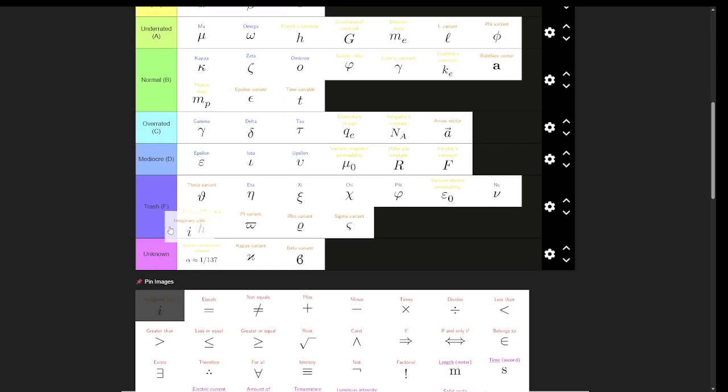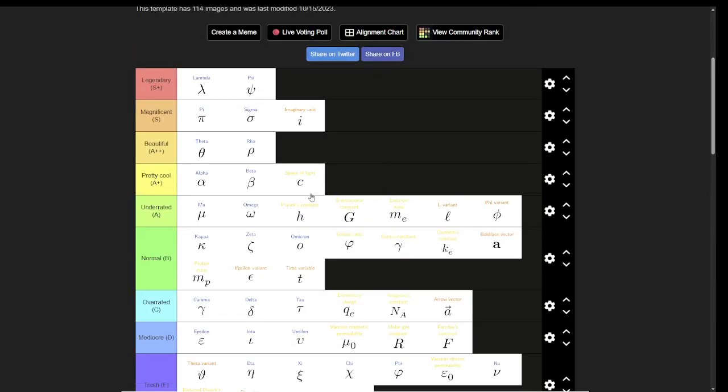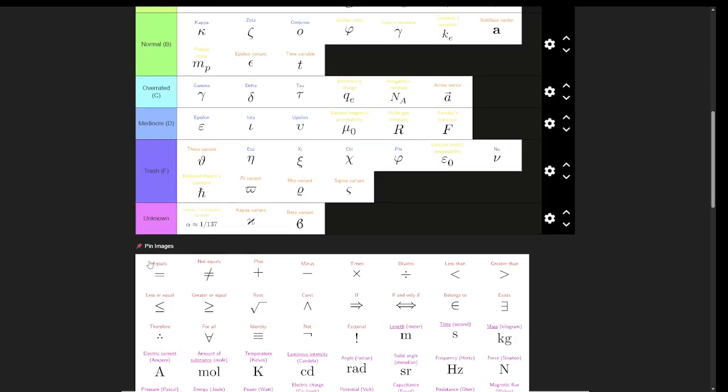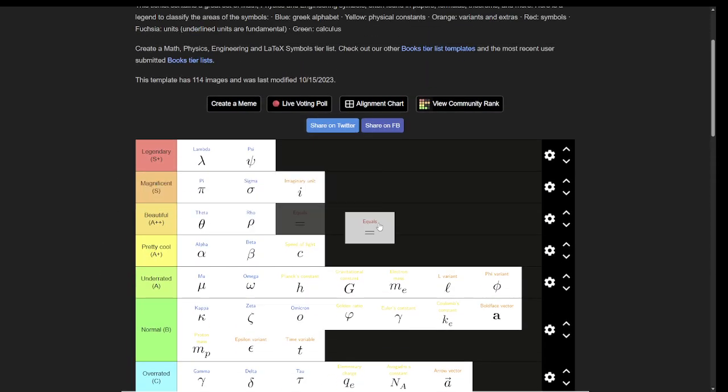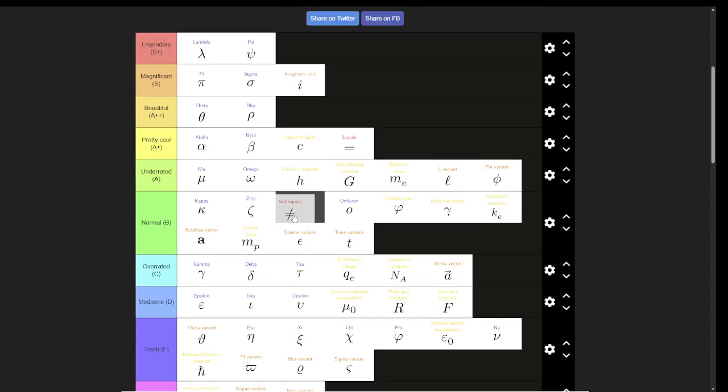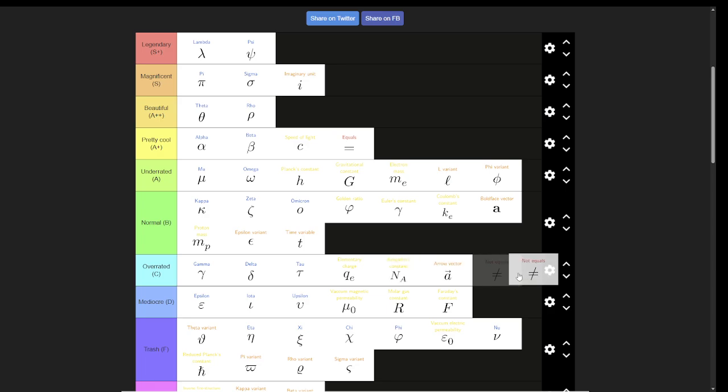I, the imaginary unit, magnificent. Top 3 mathematical constants after Euler's number, pi comes I. Great. And now we're getting to our mathematical operations. Equals, a wonderful sign. Pretty cool. It's nice. Sometimes people get it confused with equivalence, but it's equal to. Not equal to. I'm going to put it in overrated. It is not used enough. It is not used enough to be very goodly rated.